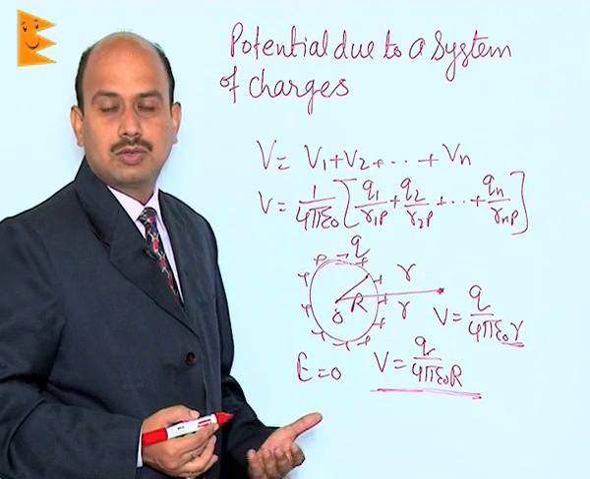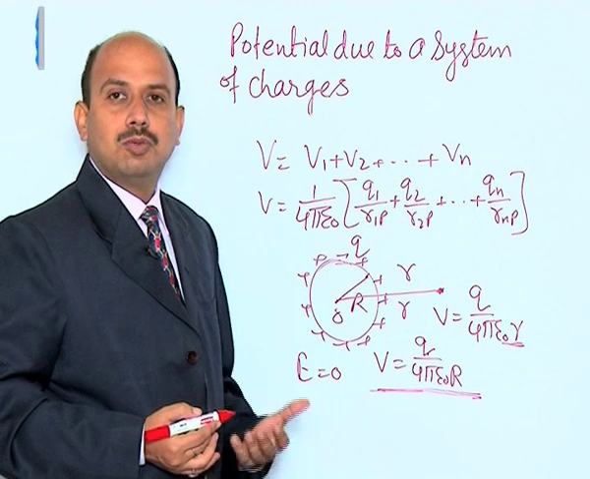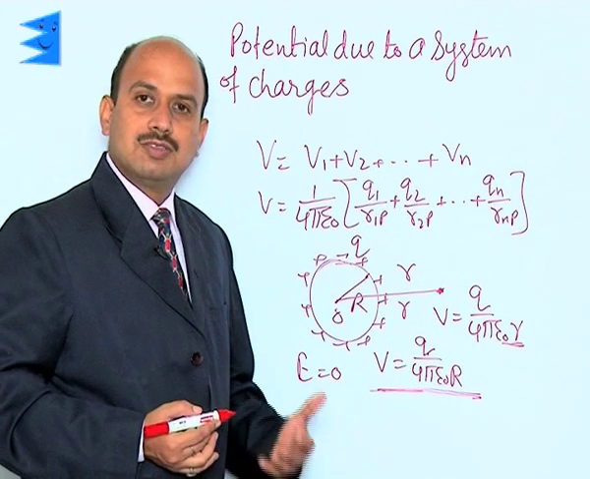So, inside the shell the electric field is 0, but the potential remains the same everywhere, that is this much. It is not equal to 0 because no work is done in moving the charge from one point to another inside the shell.